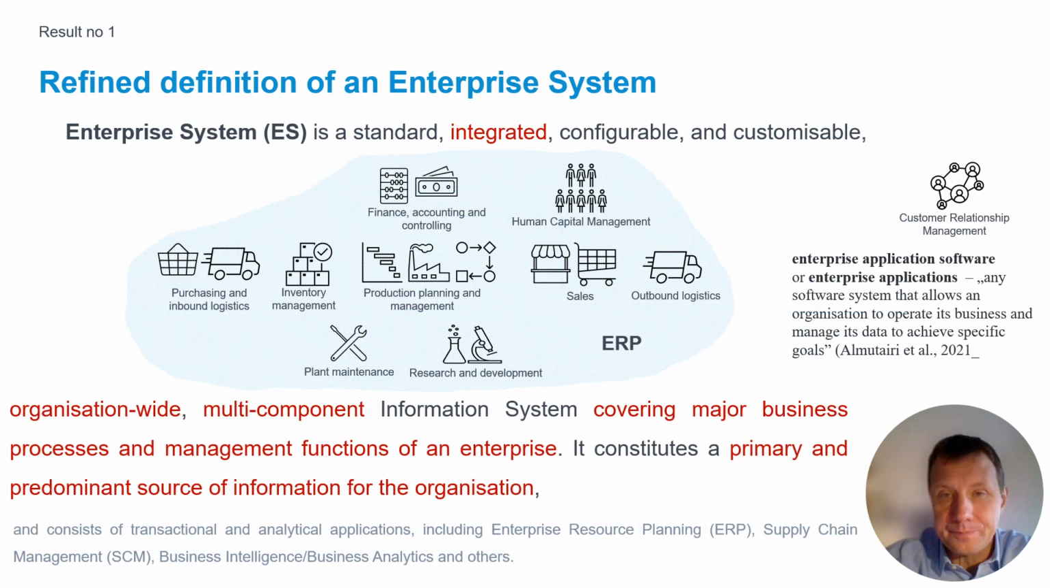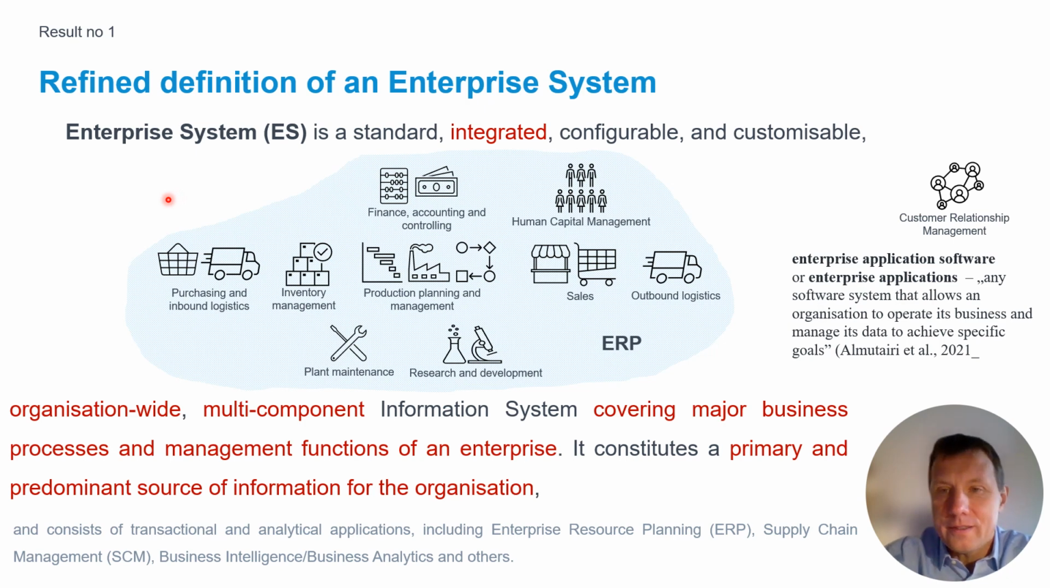Furthermore, we would like to differentiate between enterprise application software and enterprise system. The differentiation is that an enterprise system has to be organization-wide and has to cover major processes and management functions of an enterprise. Any system that works in an organization, helps the organization operate, but not organization-wide, would need to have some other name, and our proposition here is enterprise application software or enterprise applications.